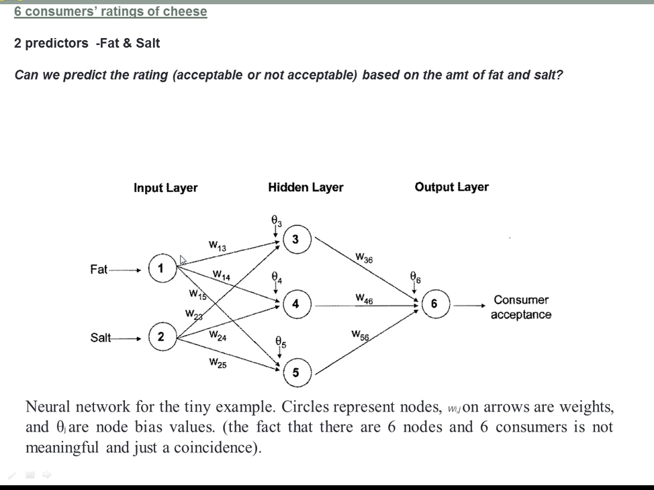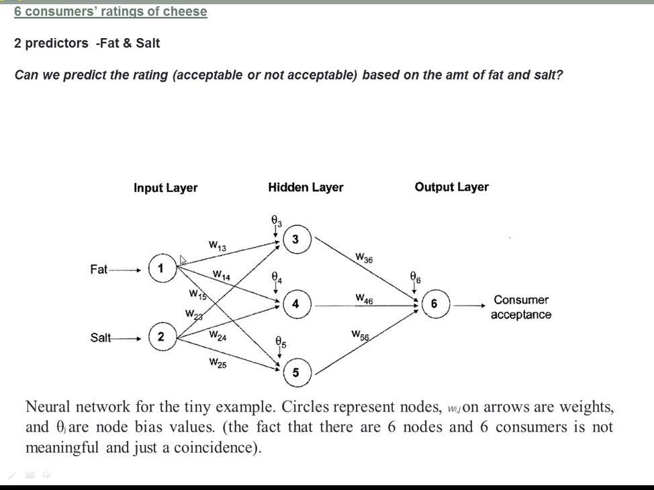Here's the example with the cheese. So 2 predictors, fat and salt. Can we predict the rating, acceptable or not acceptable, based on the amount of fat and salt? And this is what the neural network could look like.